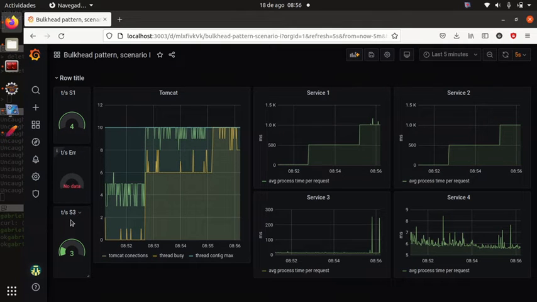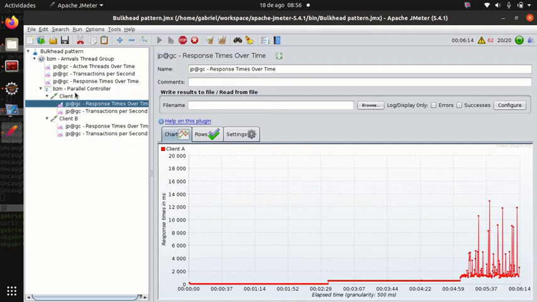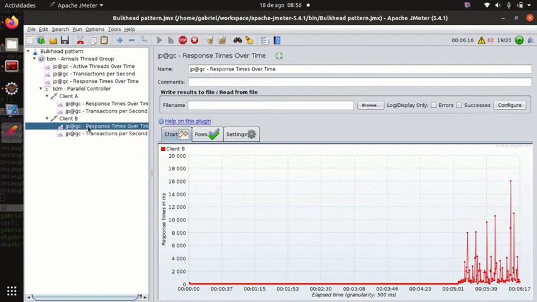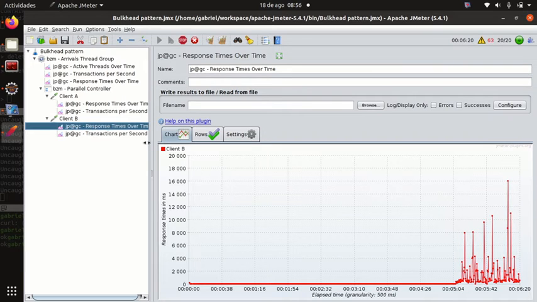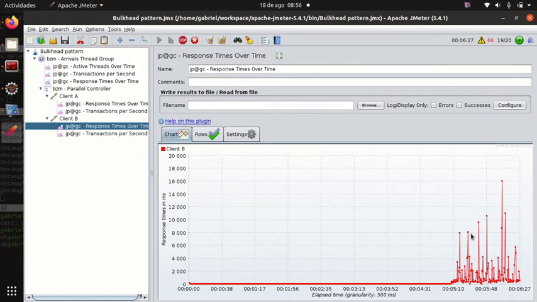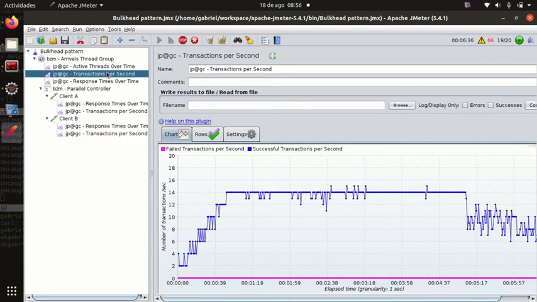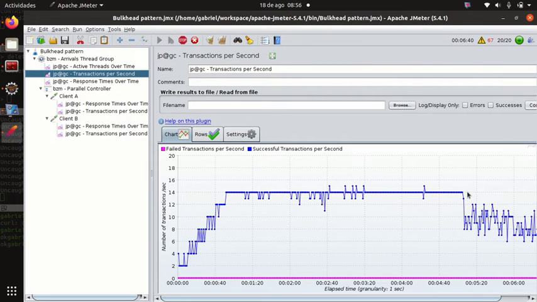Let's see the client side for a moment. Now we can see that the response time of client B varies a lot, and clearly we have a problem in client B. Let's check the transactions per second. Now the application in general is not able to process a constant number of transactions.